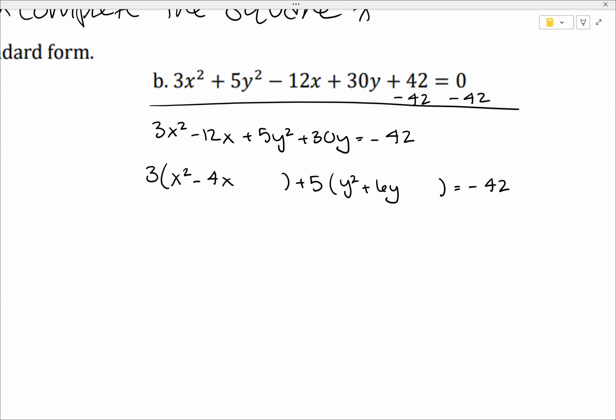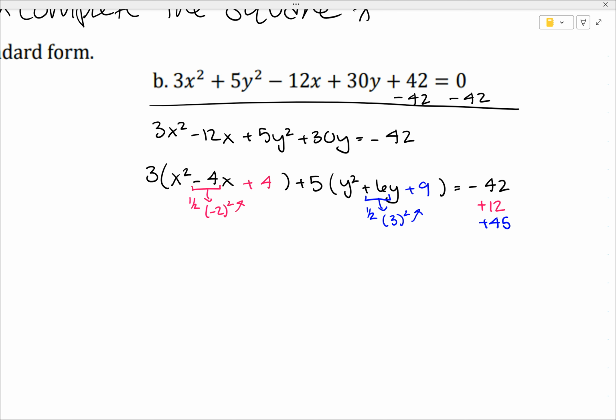So most of this process is very similar to what we just did. We're going to take half of our b value, square it, and add it to both sides. But I'm not actually adding 4. What I'm really adding is the 3 times 4, which is 12. Okay, because that 3 is on the outside of the parentheses. Half of our b value for the y's, square it, and I'm again not adding 9, I'm really adding 45 because of the 5 on the outside.